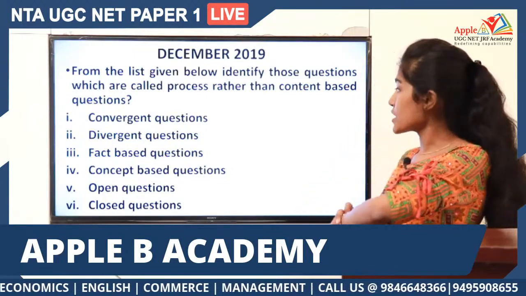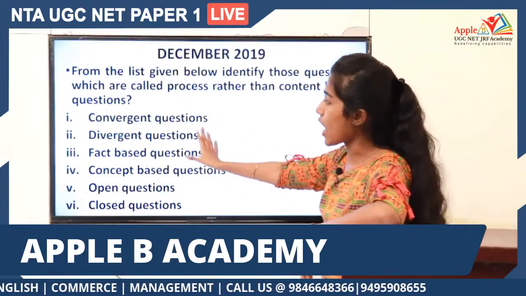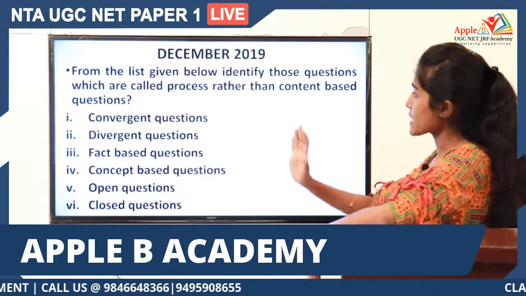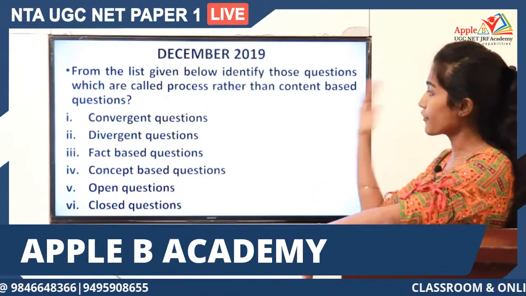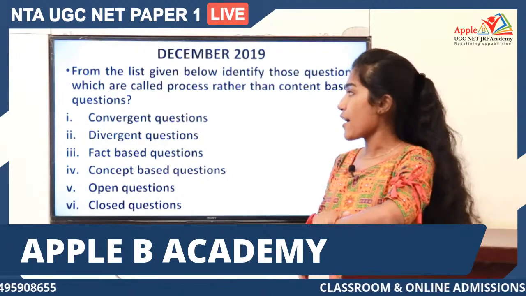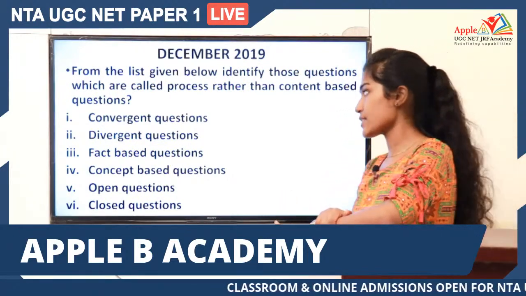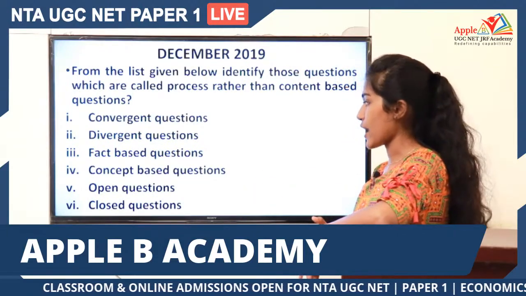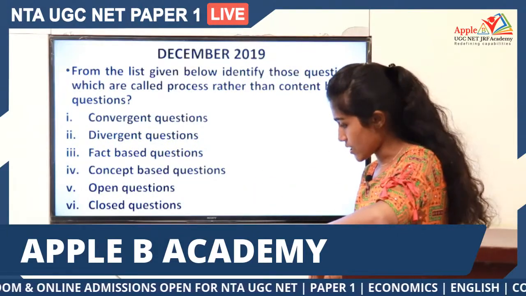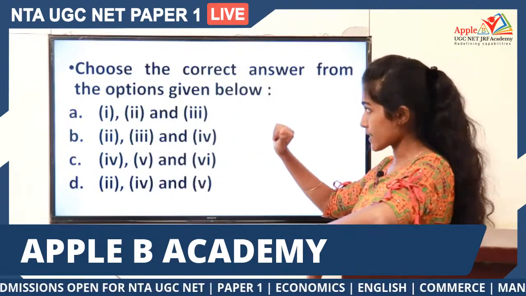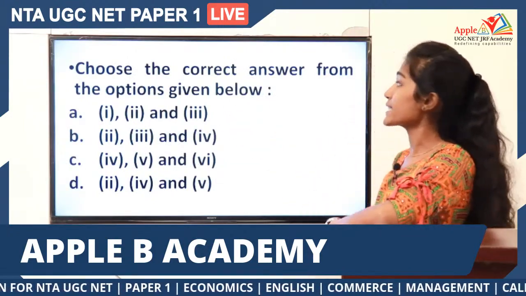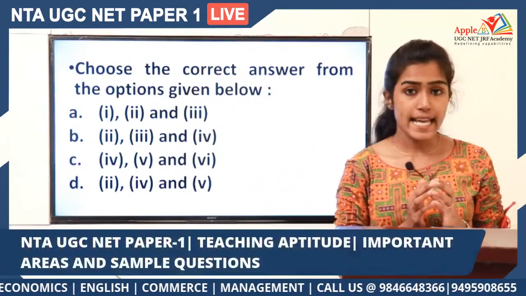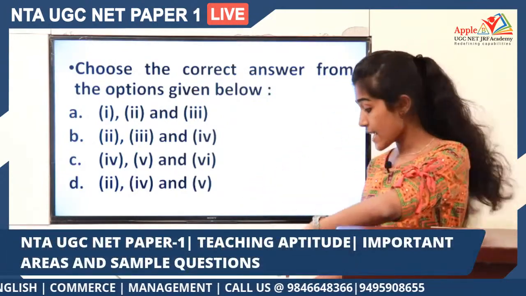So if you consider the options, these are all different types of questions. You have to figure out the process-based questions from the options. That is the question. And you have the options: convergent questions, divergent questions, fact-based questions, concept-based questions, then open questions and closed questions. You'll be having different cards like this. So you have to choose the correct answer from the options given below. This is the type of question that you can expect from these areas as well.